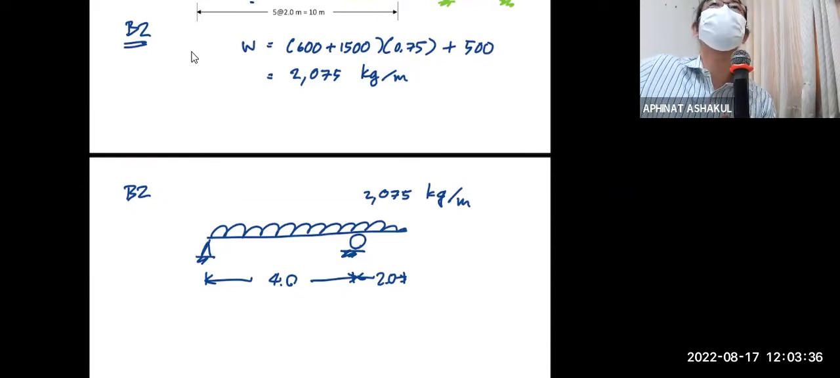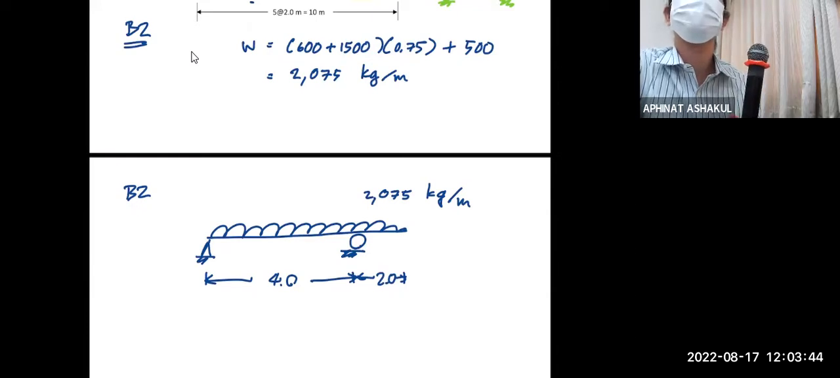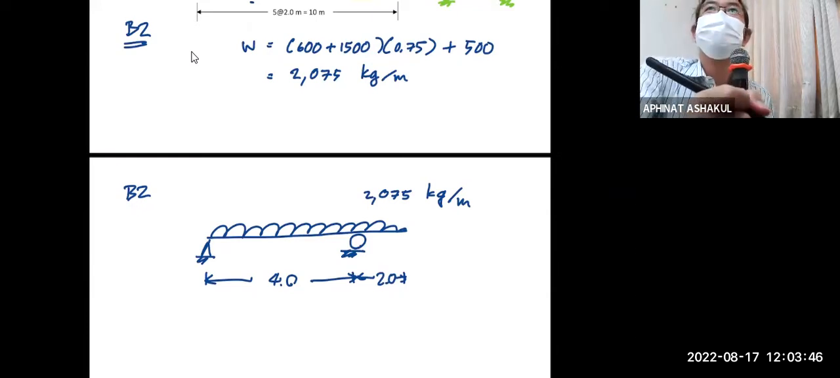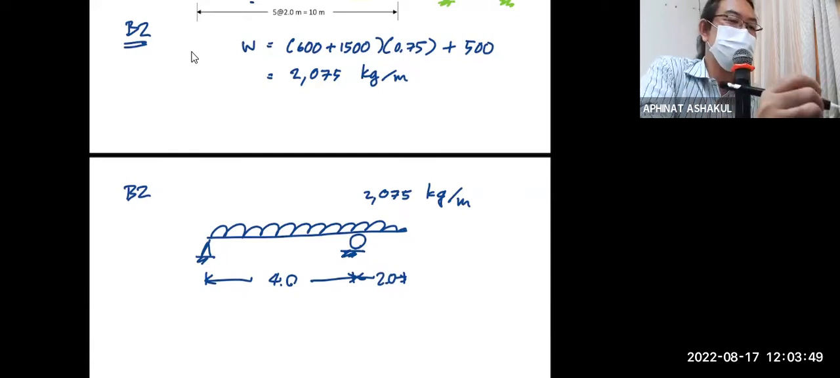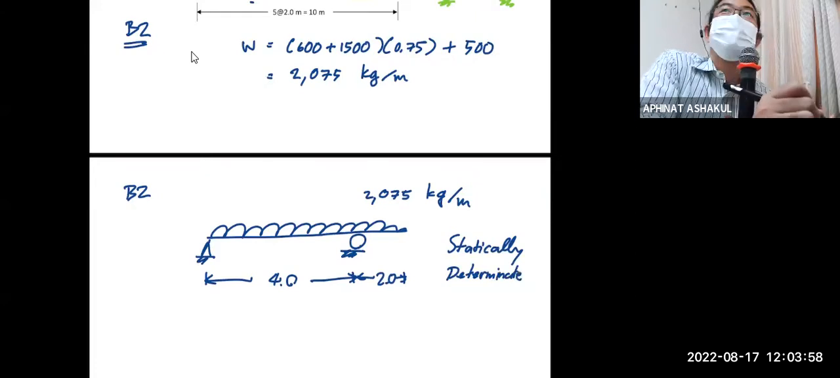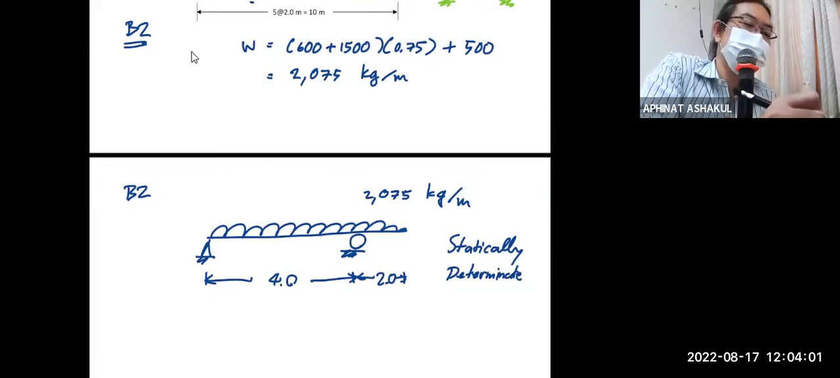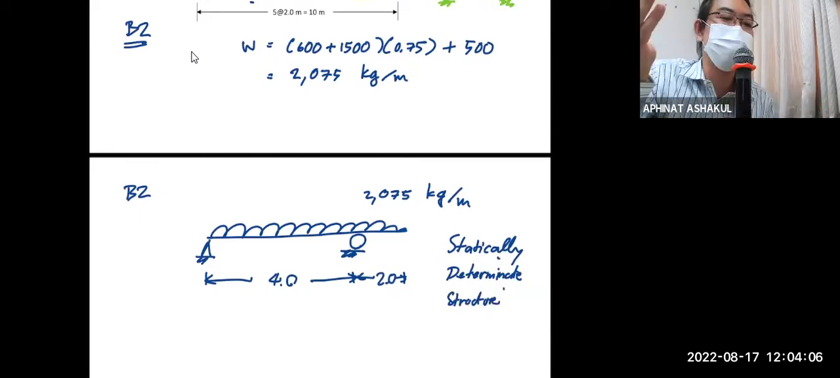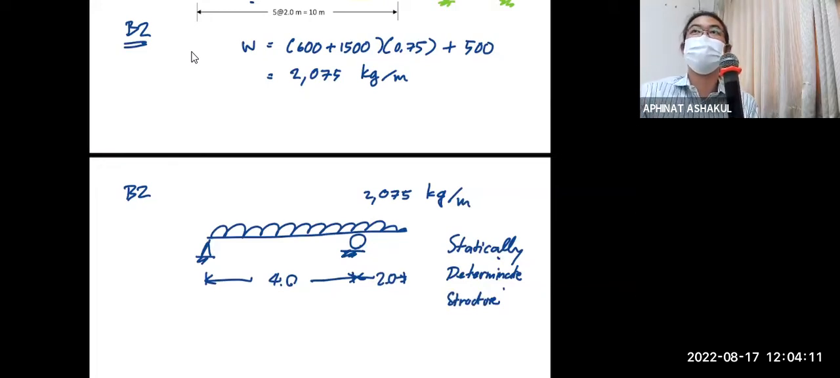Simple determinate structure, right? You do call it determinate, right? You know the full name? It's called statically determinate structure, because you can determine everything by using statics. So it's called statically determinate structure.